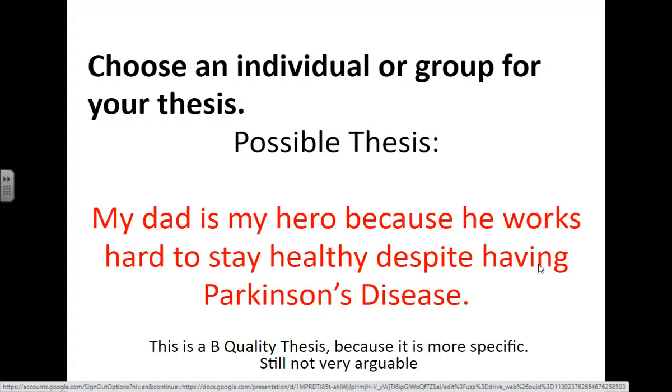You could say, my dad is my hero because he works hard to stay healthy despite having Parkinson's disease. So this is more of B quality because it's more specific. I've given a reason why he's my hero. Still not very arguable, but it's above average. It's a good thesis statement. You could do something like this. Now this is a 4-paragraph essay, so you might want to have 2 reasons for your 2 body paragraphs. That might help you to organize from the very beginning what the whole essay will look like.